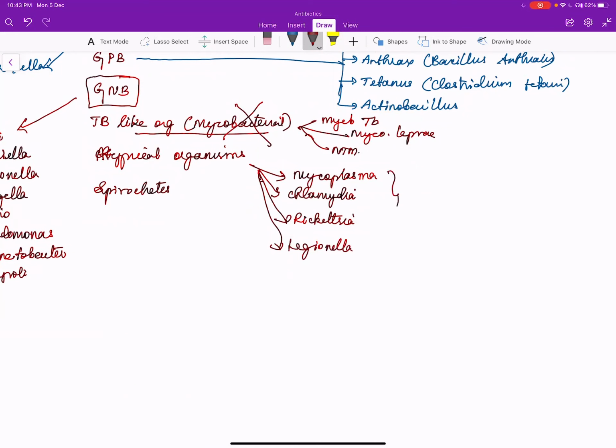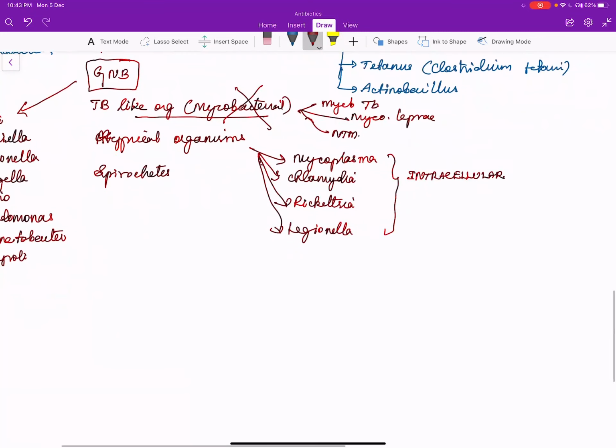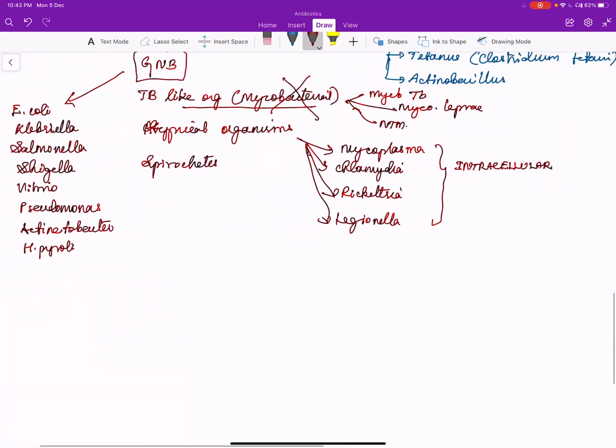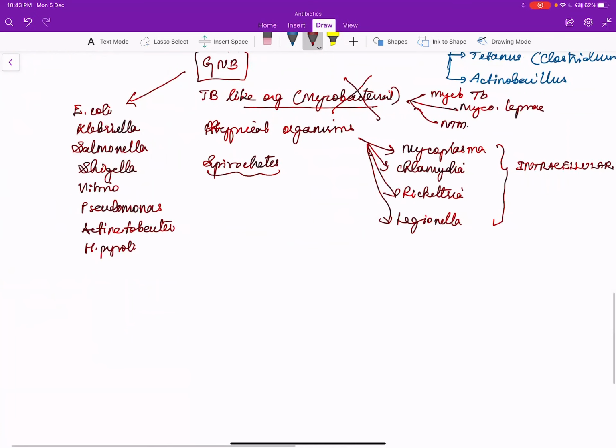What do you mean by atypical? They are intracellular rather than extracellular. So most of the antibiotics which act in the bloodstream do not cover these organisms. We need intracellular antibiotics to act against these. So this is about atypical organisms. And spirochetes, you know the examples. The typical example is syphilis. Treponema species, Treponema pallidum, endemic Treponema, then Leptospira, Borrelia. Borrelia recurrentis causes relapsing fever, Lyme disease, etc.